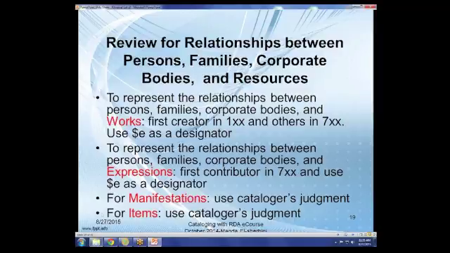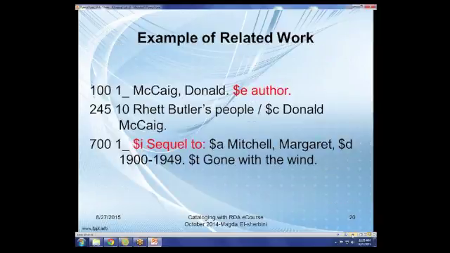Again, 700 or 710 is also used for relationships between expressions and contributors. Those contributors, again, can be persons, families, corporate bodies, groups. So, and again, you use 710 for groups and 700 for individuals. For manifestations and items, again, catalogers' judgment in that situation.